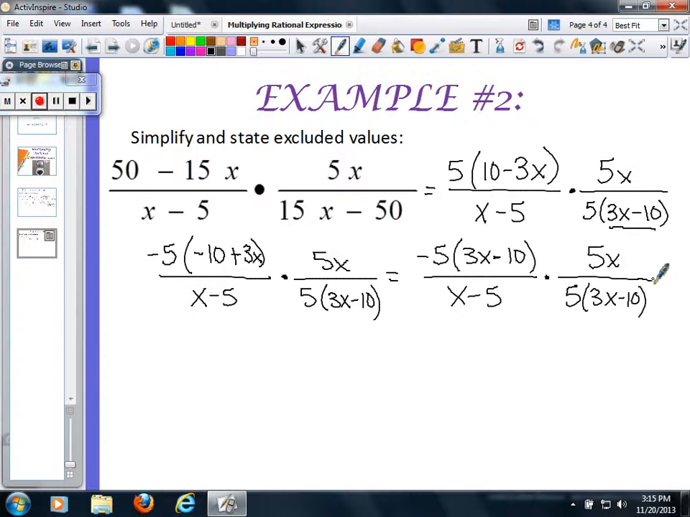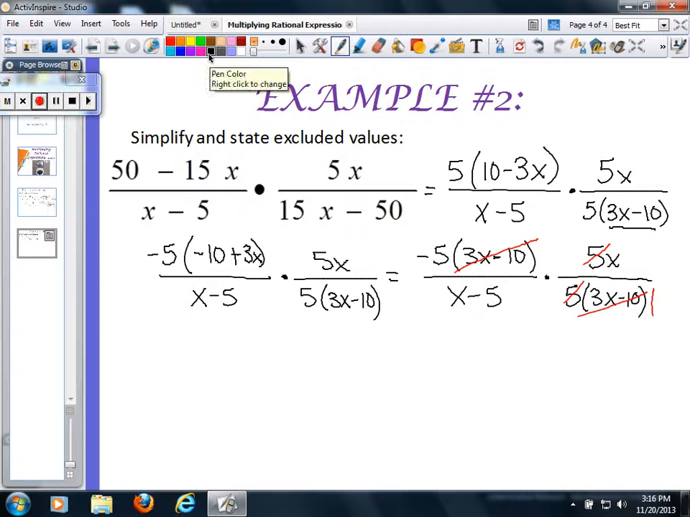Okay? Now, I want to see, do I have any canceling I can do? Alright, so I can't do top to bottom canceling here. Here, I can cancel out a 5 and a 5. Okay? And now let's check diagonally. Here, I've got x left and I've got x minus 5, so I can't cancel anything this way. This way, I have 3x minus 10 and 3x minus 10. So this becomes a 1.